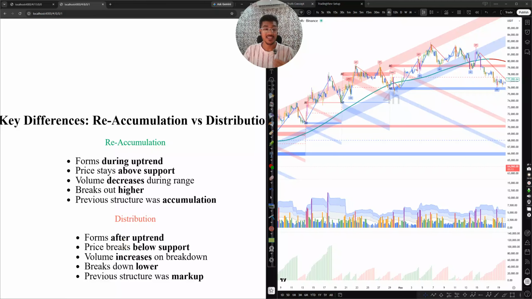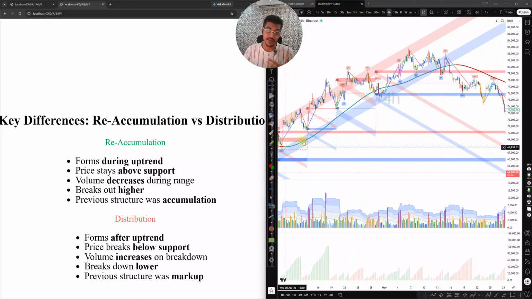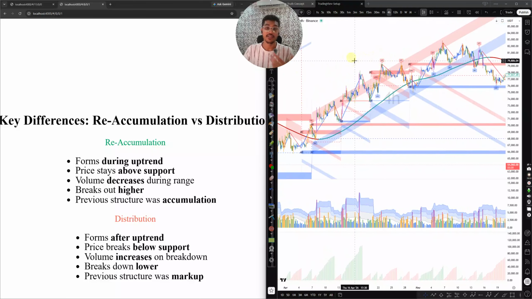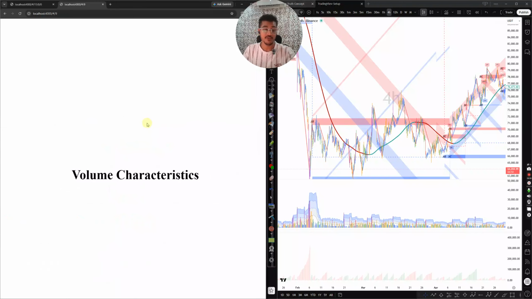In distribution, the previous structure was markup. You see, this was markup. After the markup phase completes, then the distribution structure gets formed, not during the uptrend. And in reaccumulation, the previous structure was accumulation. You see, this was a big accumulation. So these are the key differences between distribution and reaccumulation.